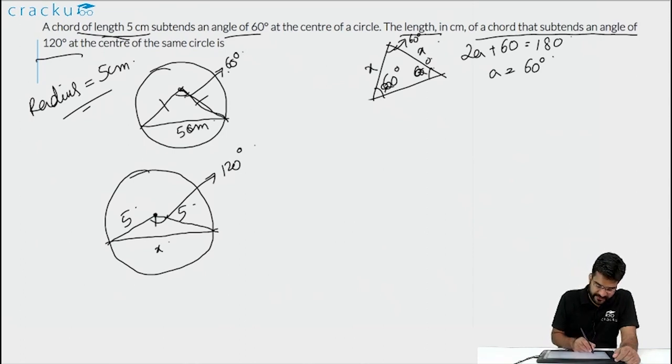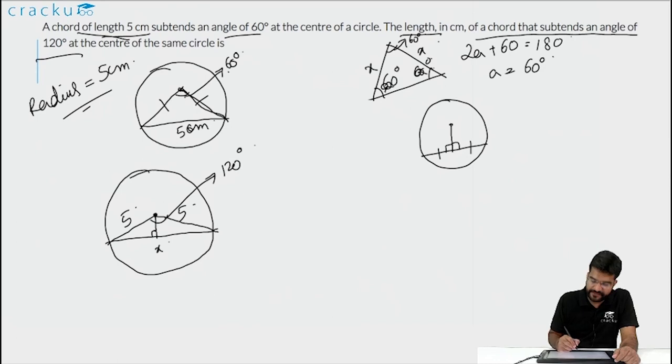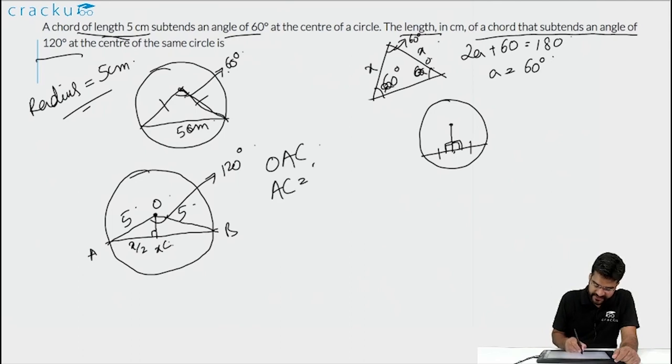Let us draw a perpendicular from the center to the midpoint of the chord. Again, you should remember that whenever there is a circle, if there is a chord, the perpendicular from the center of the circle to the chord will bisect the chord. So whenever you are drawing a line from the center of the circle to the midpoint of the chord, it will be 90 degrees. So over here, suppose this is O, this is A, this is B, and this is C. So in triangle OAC, the length of AC is equal to x by 2. As we have discussed earlier, this will be the midpoint of the chord.